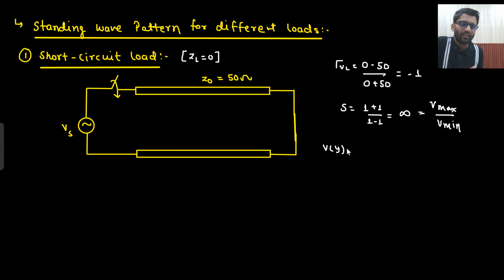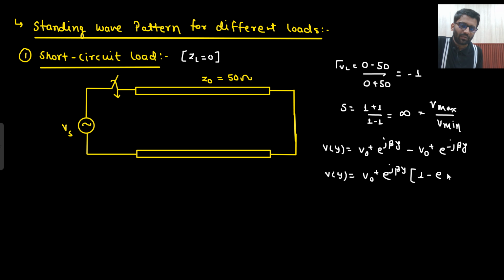So what will be my V(y)? My V(y) will be V0 plus e to the power j beta y minus V0 plus e to the power minus j beta y. Why am I doing so? Why did I put minus here? It would be plus V0 minus, but since the reflection coefficient is minus 1, it would be minus V0 plus, right? So from here, V(y), if I take V0 plus e to the power j beta y common, is 1 minus e to the power minus 2j beta y, and if I take the magnitude, that would become V0 plus times the magnitude of 1 minus e to the power minus 2j beta y.